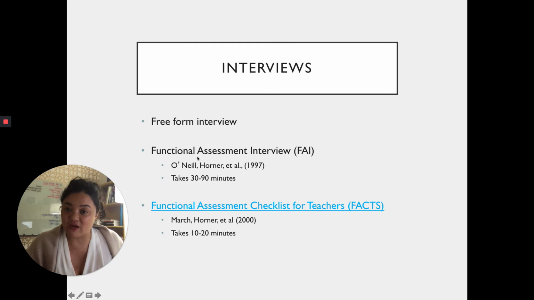One is what we call the functional assessment interview. This is by O'Neill and Horner. It takes around 30 to 90 minutes. Another interview tool is called the Functional Assessment Checklist for Teachers, and it's much quicker. It takes between 10 to 20 minutes. All right.